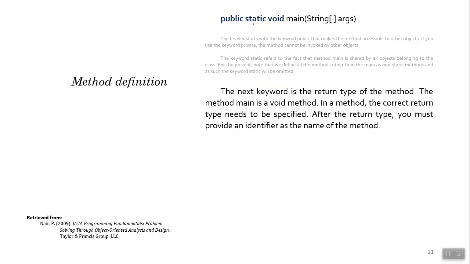The next keyword is the return type of the method. The method main is a void method. So in a method, the correct return type needs to be specified. After the return type, you must provide an identifier as the name of the method. Here the return type is void. After static and before the identifier, which is main, we have the return type. Meaning, once you use this method, we have to return something.